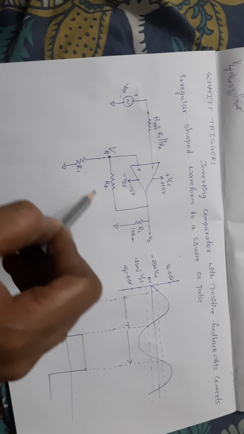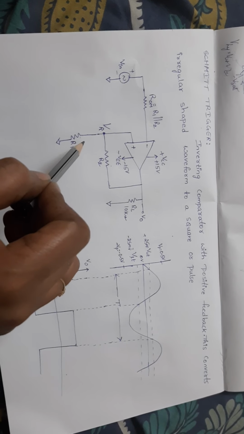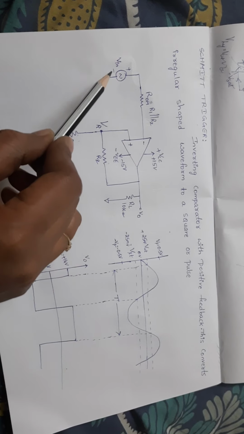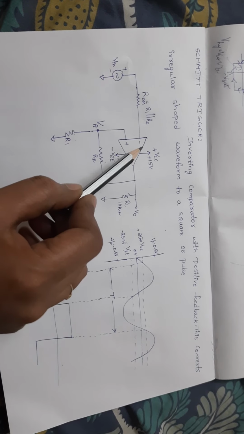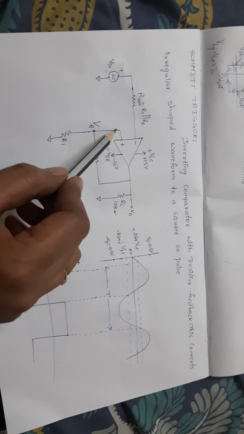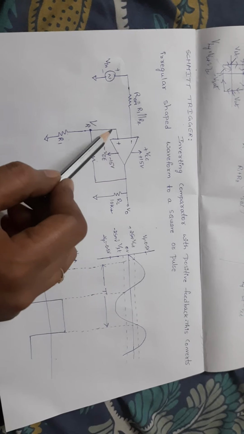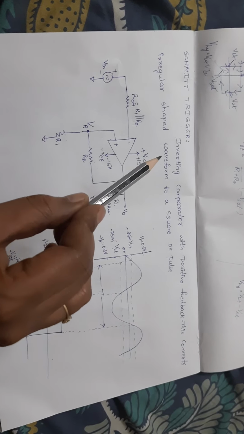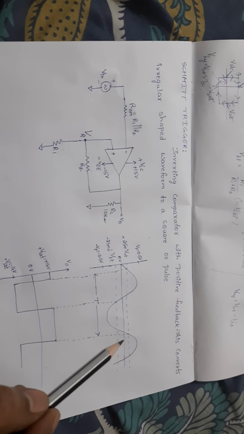So this is the circuit of this Schmitt trigger, and here we are using the inverting comparator. Why inverting? Because we are giving the input to the inverting terminal. So this is an inverting comparator with positive feedback. From the positive terminal, the non-inverting terminal, we are giving the feedback from the output. So that's why it is called with positive feedback. This Schmitt trigger converts the sinusoidal waveform to the square waveform.